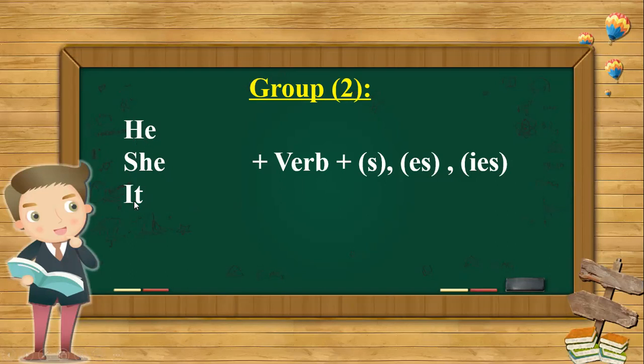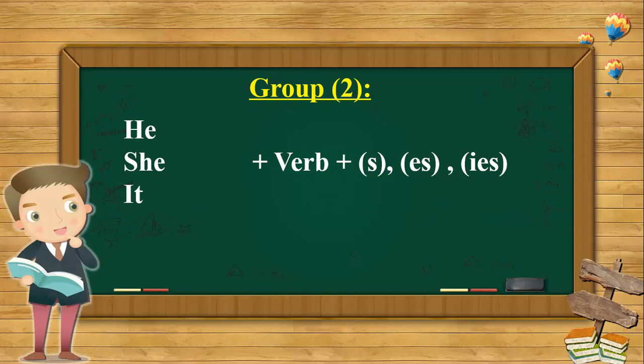After he, she, and it, they have a sweet s in their pocket. They give it to the verb. So I put the verb plus s. Just s? No, I can put s or es or ies, and we're going to learn in which cases I put es and in which cases I put ies. But in general, in most cases, we put just s.